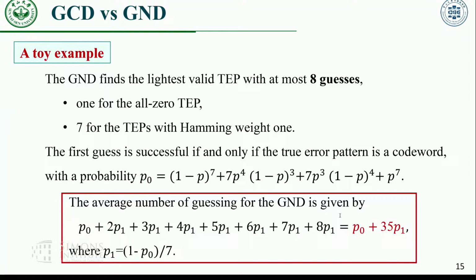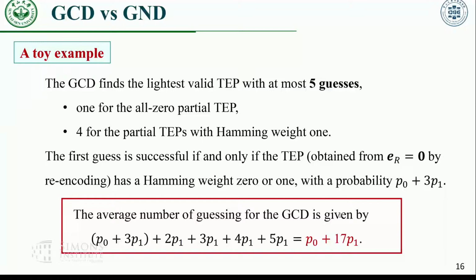We will have a formula for the average number of guesses. The GCD finds the lightest valid TEP with at most 5 guesses: 1 for the all-zero partial TEP, and 4 for the partial TEPs with Hamming weight 1. So the first guess is successful if and only if the TEP obtained from ER equals 0 by re-encoding has a Hamming weight 0 or 1. The probability is P0 plus 3P1, so it's higher than the GND.